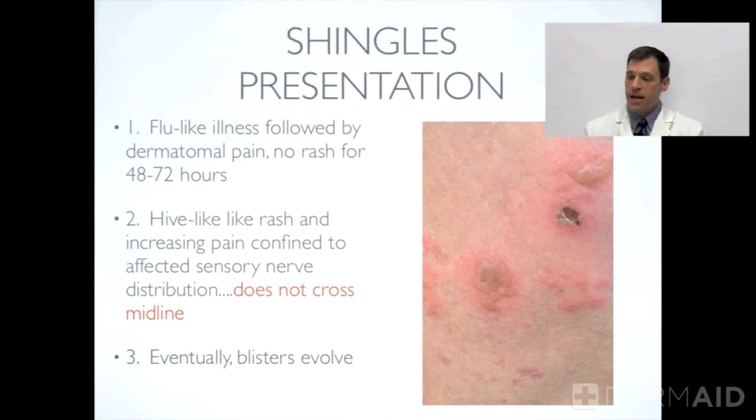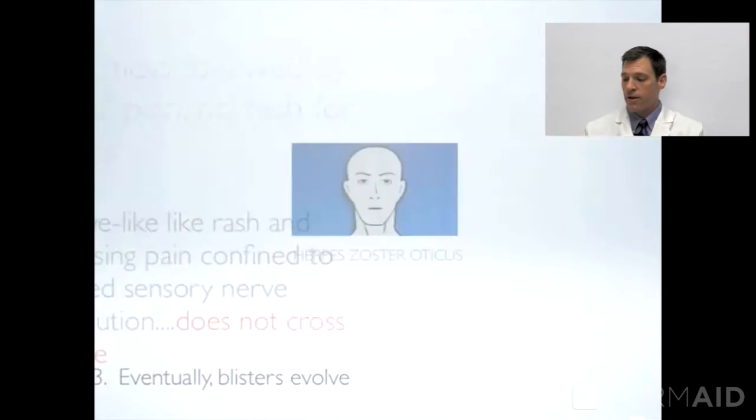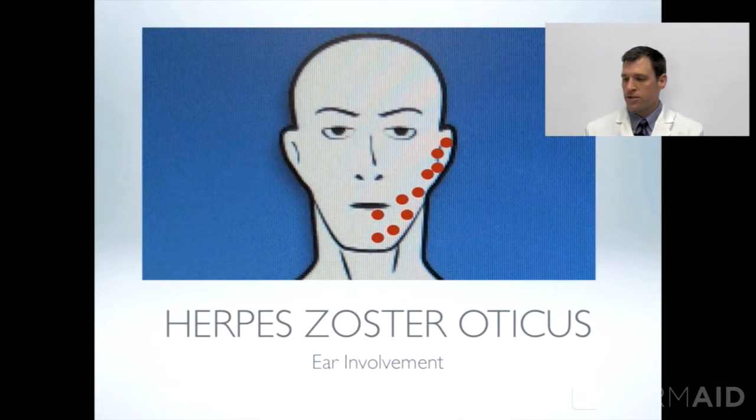Usually there's pain but no rash for the first 2 or 3 days. Later, it erupts as a hive-like rash, and eventually it can progress to blisters. Sometimes they're hemorrhagic or bloody blisters. It's important to note that it's in one region and it does not cross the midline of the body. Eventually, again, blisters evolve, and it's quite painful in most cases.